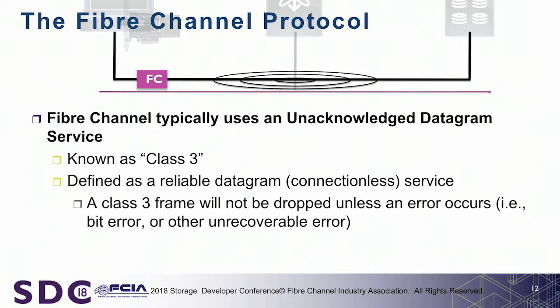So for the actual data transfer, Fibre Channel typically uses an unacknowledged datagram service. Now, there are other classes of service which are not used as often, but typically it is a service known as Class 3. And Class 3 is a datagram, which means it's connectionless. It also has the property that the fabric will not drop it if there's a congestion situation. Some other protocols could have a drop if there's congestion. Usually it doesn't happen, but it still could. You still theoretically could have a drop. You won't have a drop of a Fibre Channel frame unless there's some unrecoverable error, such as a bit error or a frame corruption or something like that.